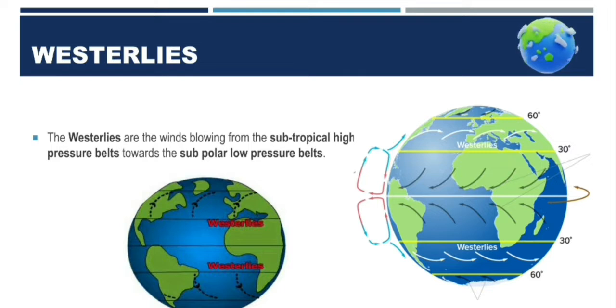Westerlies. The planetary winds from subtropical highs to subpolar lows are called the westerlies, since they move from southwest and northwest, commonly the west direction, in both hemispheres. Hence, they are called the westerlies.